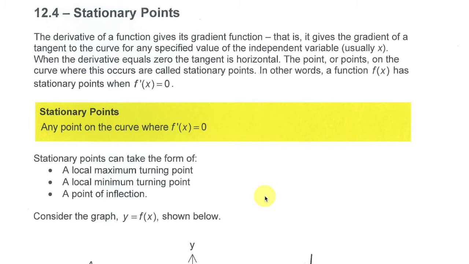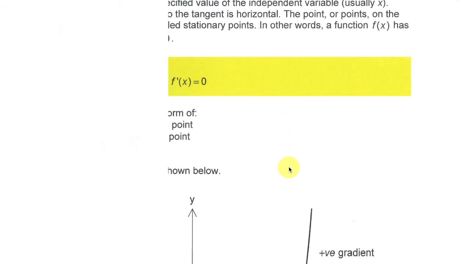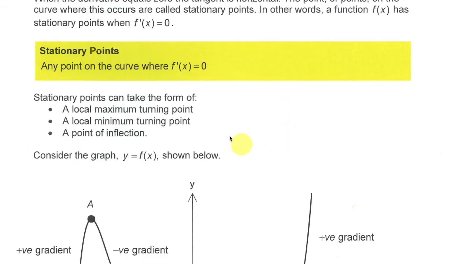Stationary points. A stationary point is any point where the derivative is equal to 0. And we have three different types of stationary points: a maximum turning point, a minimum, and a point of inflection.